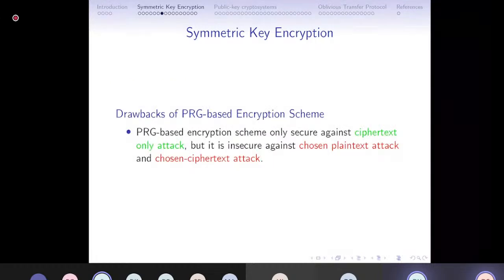The main drawback of the pseudo-random generator based encryption scheme is that it is only secure against the ciphertext only attack, but it is insecure against the chosen plaintext attack and chosen ciphertext attack. So the question is, what is a chosen plaintext attack and what is a chosen ciphertext attack? We will see it in detail in the upcoming slides.